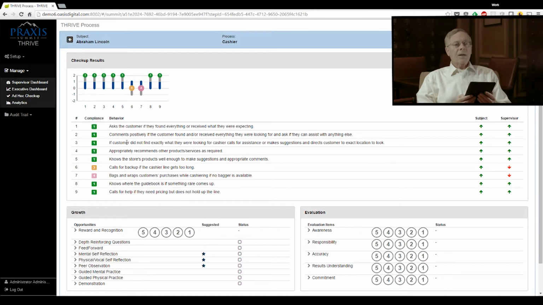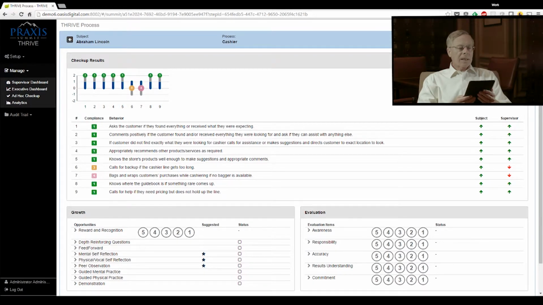So from this chart, basically, it's very clear and very quickly, supervisor and subject can determine where they were on the same page and what particular behaviors need to be dealt with in terms of further work or further improvement work.